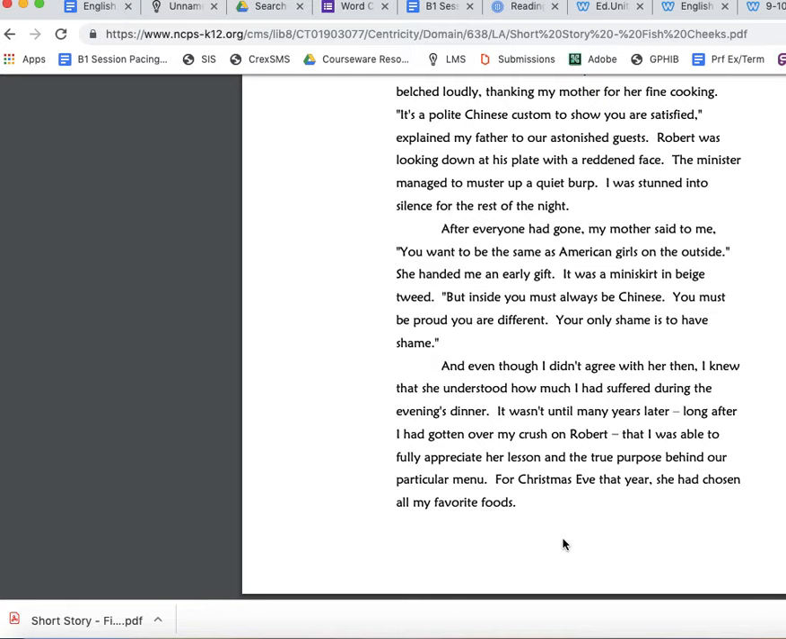"After everyone had gone, my mother said to me, 'You want to be the same as American girls on the outside.' She handed me an early gift. It was a miniskirt in beige tweed. 'But inside, you must always be Chinese. You must be proud you are different. Your only shame is to have shame.' And even though I didn't agree with her then, I knew that she understood how much I had suffered during the evening's dinner. It wasn't until many years later, long after I had gotten over my crush on Robert, that I was able to fully appreciate her lesson and the true purpose behind our particular menu. For Christmas Eve that year, she had chosen all my favorite foods."